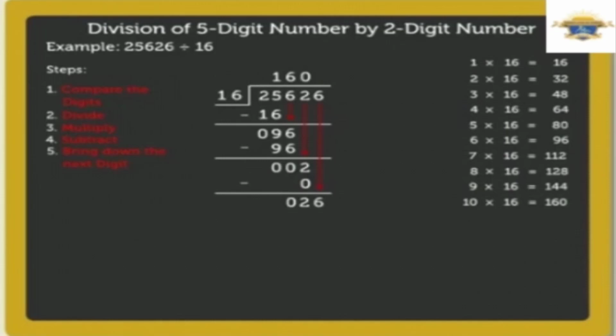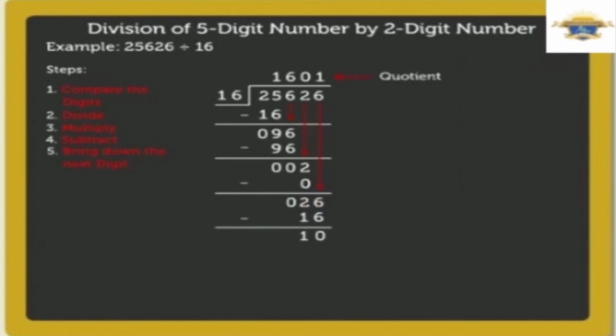Now, compare 26 and 16. Here, 26 is greater than 16. So, we can divide 26 by 16. The nearest product is 16, so we write 1 in the quotient up. Now, subtract 16 from 26, which equals 10. Now, the quotient is 1,601 and the remainder is 10.